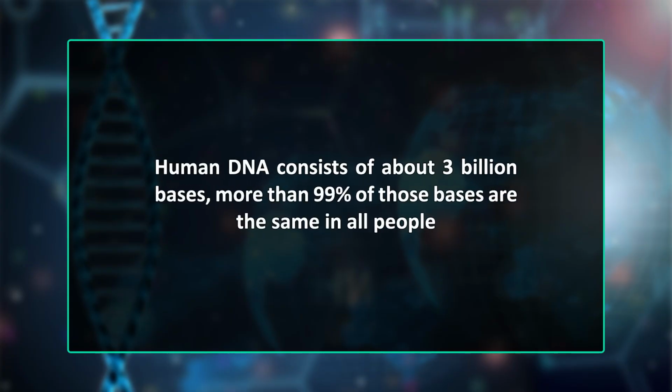Human DNA consists of about 3 billion bases. More than 99% of those bases are the same in all people. The order or sequence of these bases determines the information available for building and maintaining an organism.